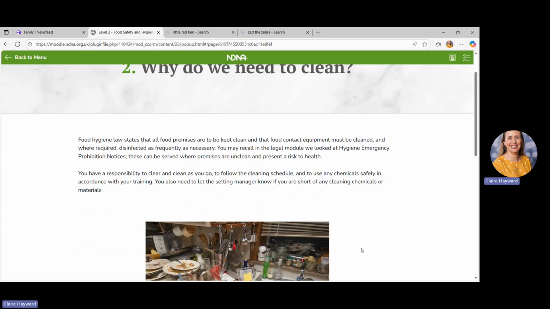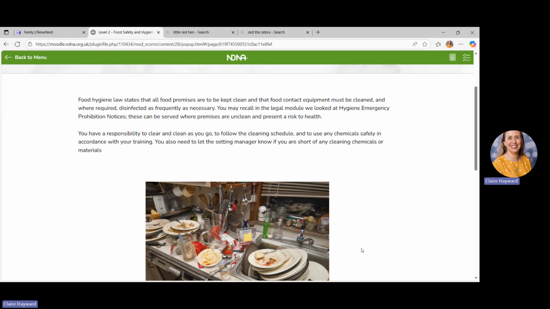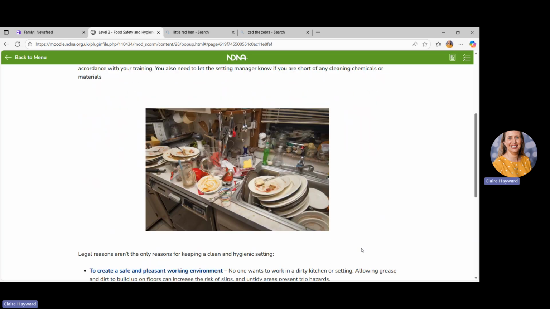Why we need to clean. Food hygiene law states that all food premises are to be kept clean and that food contact equipment must be cleaned, and where required, disinfected as frequently as necessary. You may recall in the legal module we looked at hygiene emergency prohibition notices and where these can be served, where premises are unclean and present a risk to health. You have a responsibility to clear and clean as you go, to follow the cleaning schedule and to use any chemical safely in accordance with your training. You also need to let the setting manager know if you're short of any cleaning chemicals or materials.